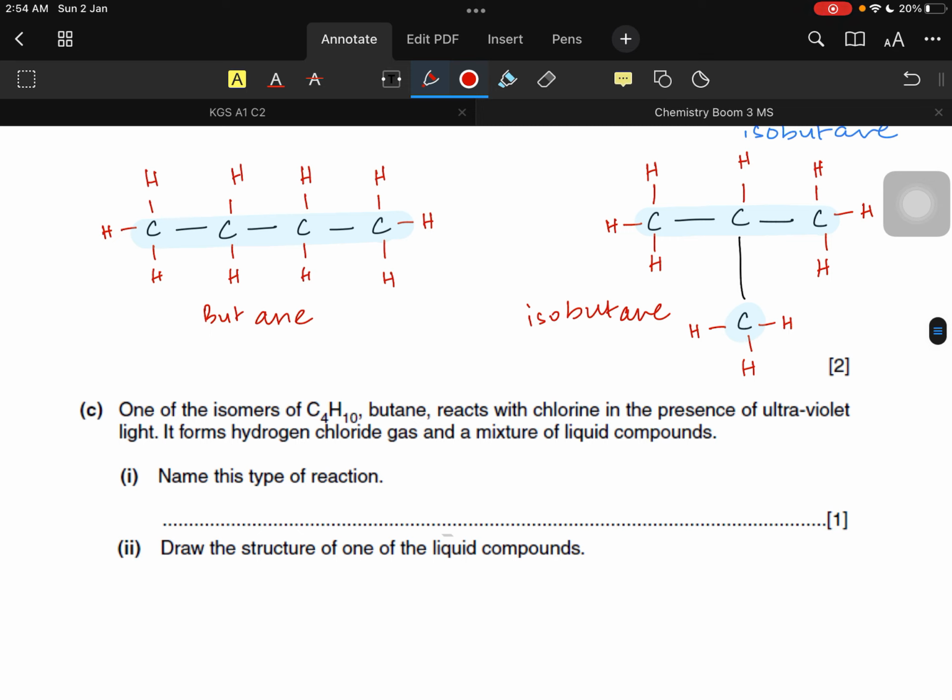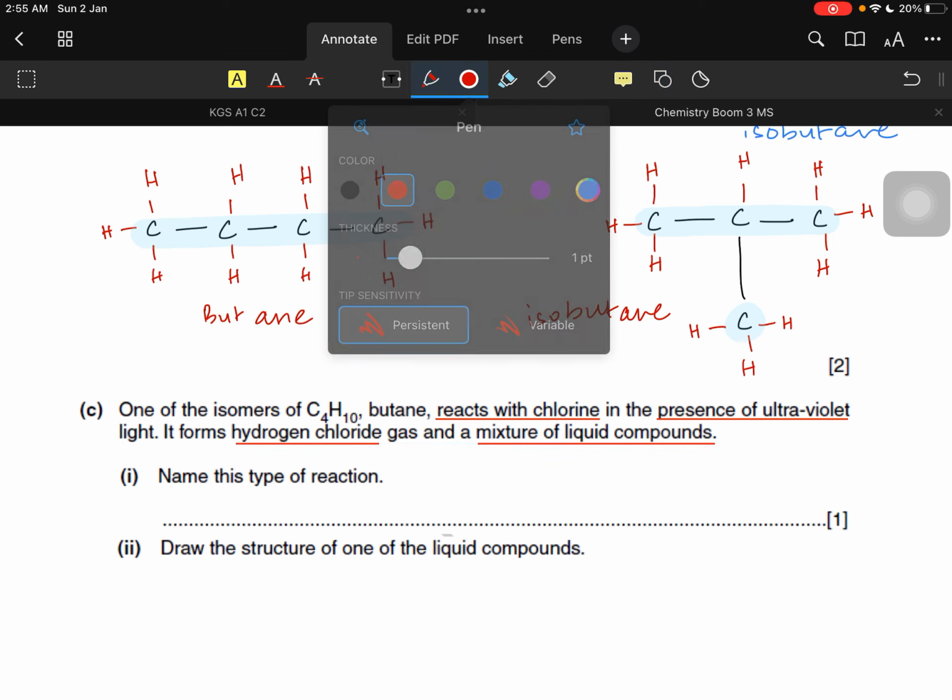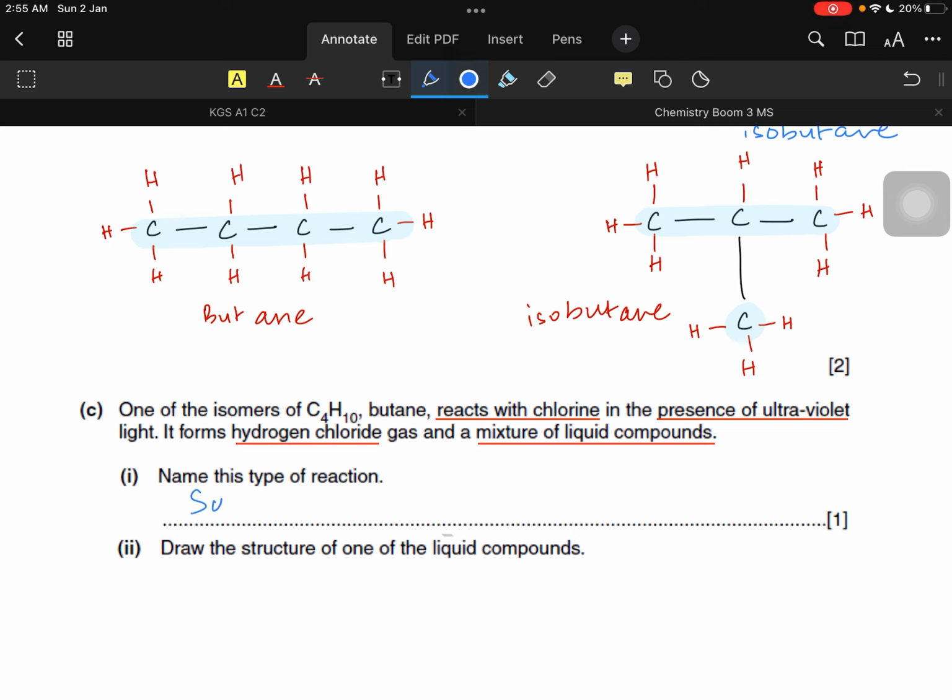One of the isomers of C4H10, butane, reacts with chlorine. Okay, it reacts with chlorine in the presence of UV light. If you guys remember, we did talk about such a reaction just in the last video. It forms hydrogen chloride. I know this, that it forms HCl and a mixture of liquid compounds. Name this type of reaction. We know this type of reaction is known as substitution.